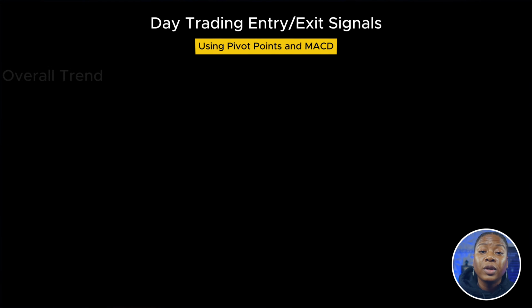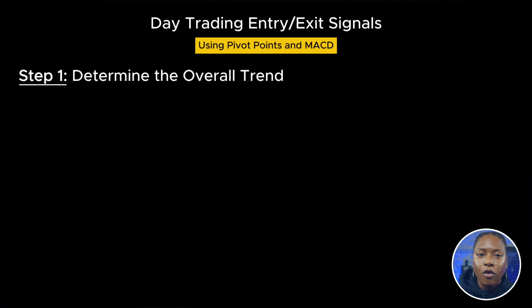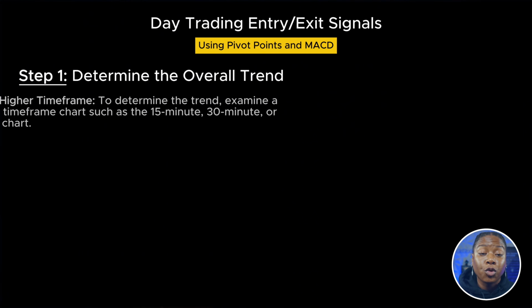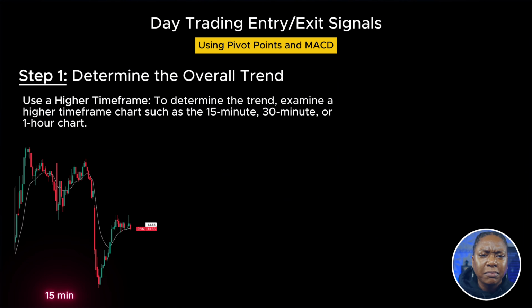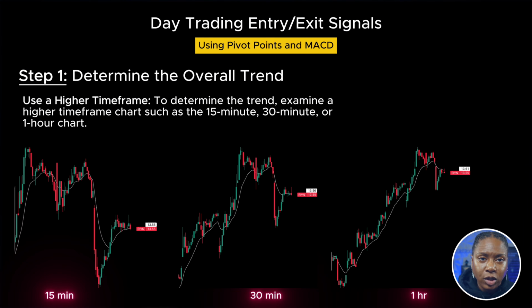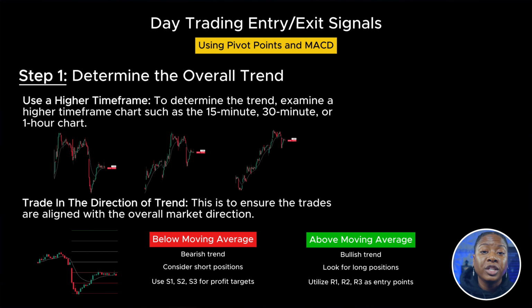The first thing you want to do is determine what the overall trend is. Okay, so remember we said we're day trading. We're going to be using those shorter time frames, but still, you want to use a higher time frame to determine what the trend is. Look at a time frame like the 15-minute, 30-minute, or even a 1 hour chart. And so you want to know the direction of that trend. And that's going to make sure that your trades are going to be aligned with the overall market direction. Essentially, you'll just have more opportunities for larger profits.